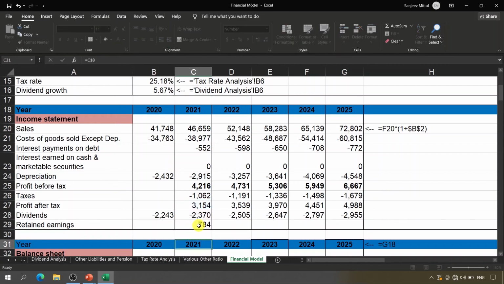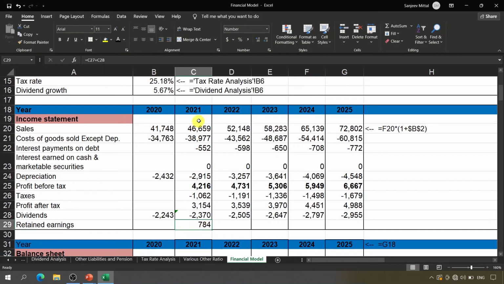So we use the formula, and our retained earning for the year 2021 is 784. Now, if we copy this retained earning and paste it to all the cells, we will simply get our retained earning for all the 5 projected years in our income statement. In this way, we have completely completed our income statement projection.